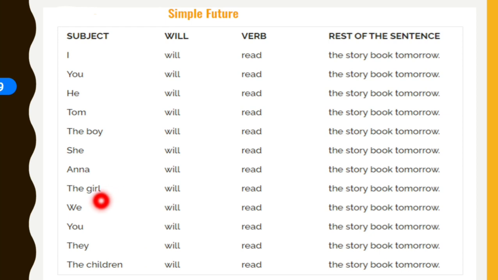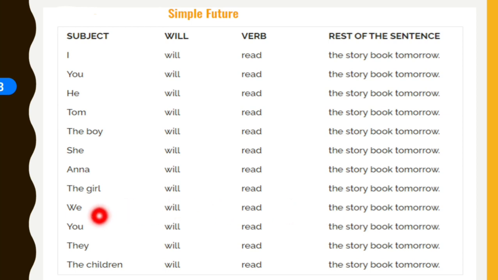First person pronoun, plural, we. We will read the storybook tomorrow. Similarly, you will read the storybook tomorrow. They will read the storybook tomorrow.